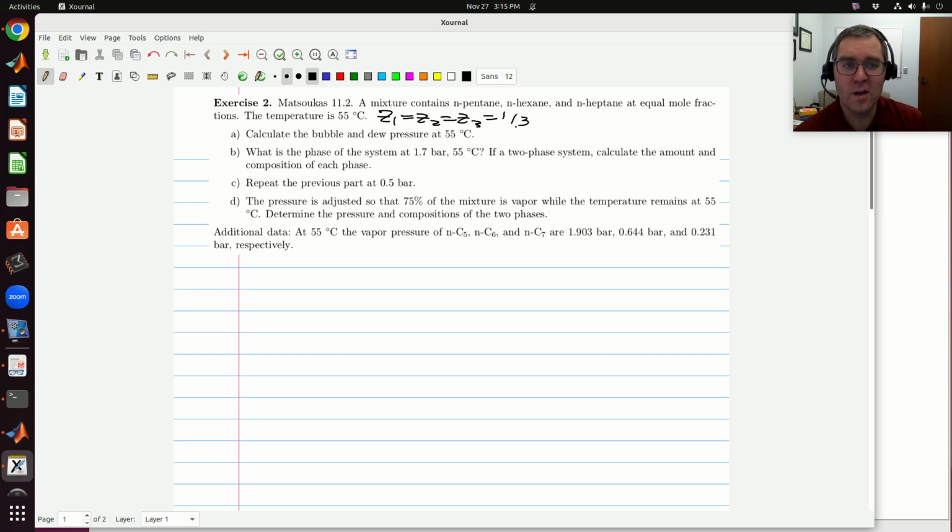Okay, so we have this ternary mixture at 55 degrees C, and in A we're asked to calculate the bubble and dew pressure at 55 degrees C. Then in B and C we're asked to identify the phase at a given pressure at that same temperature of 55 degrees C. And for two phase, we need to identify the composition and then the amount of my two phases. And then D is going to be similar.